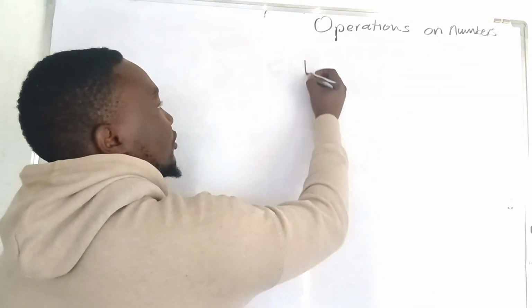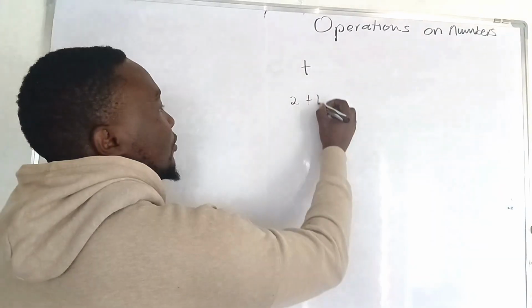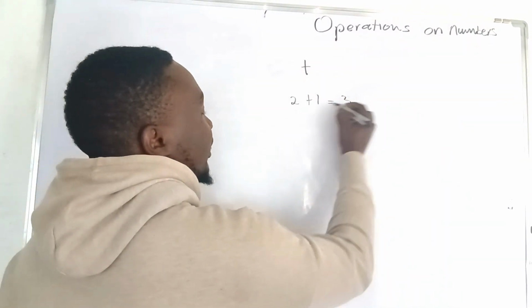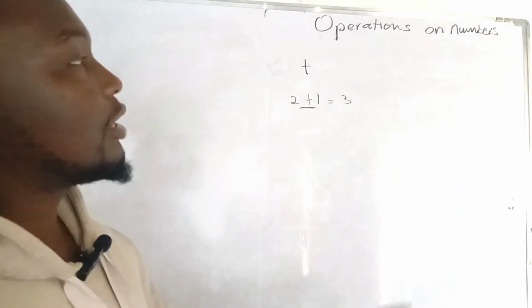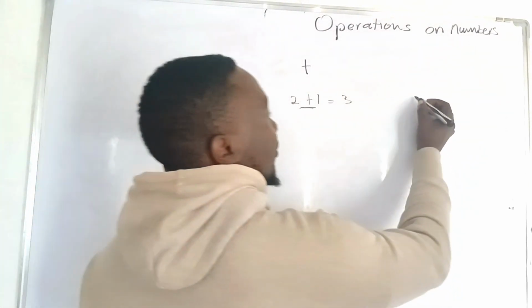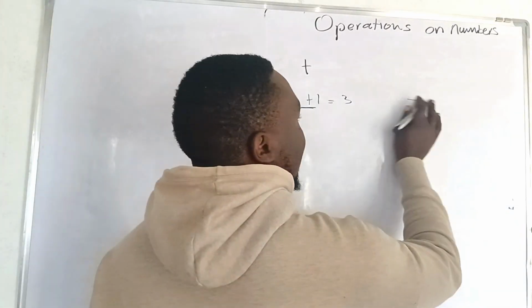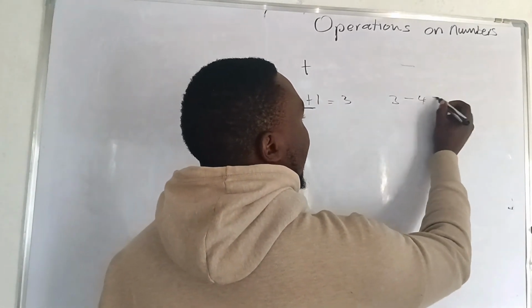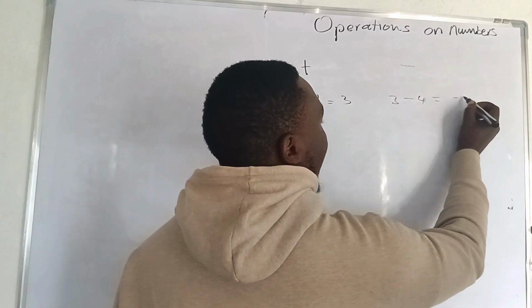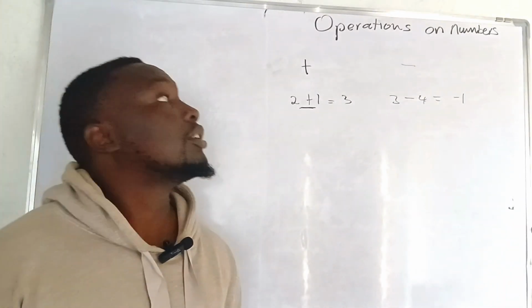For example, we can do addition, where you add a number, 2 plus 1, which is equal to 3. You have performed an addition operation. Secondly, we can perform a subtraction operation, where you subtract 3 minus 4, which is minus 1. This is a subtraction operation.